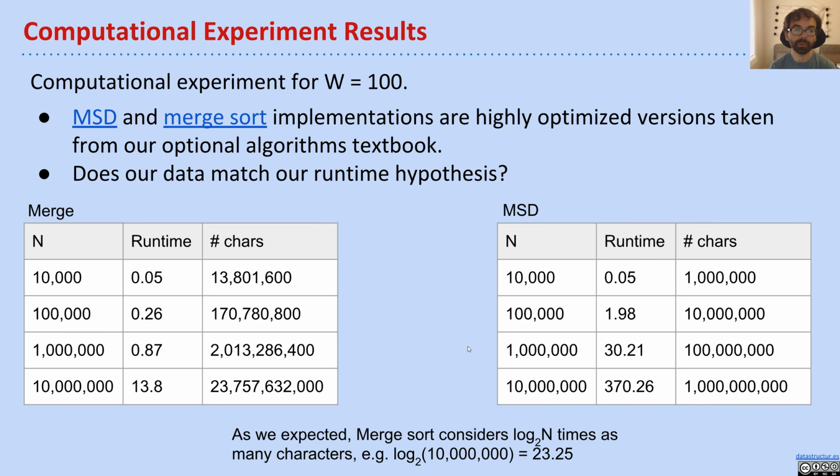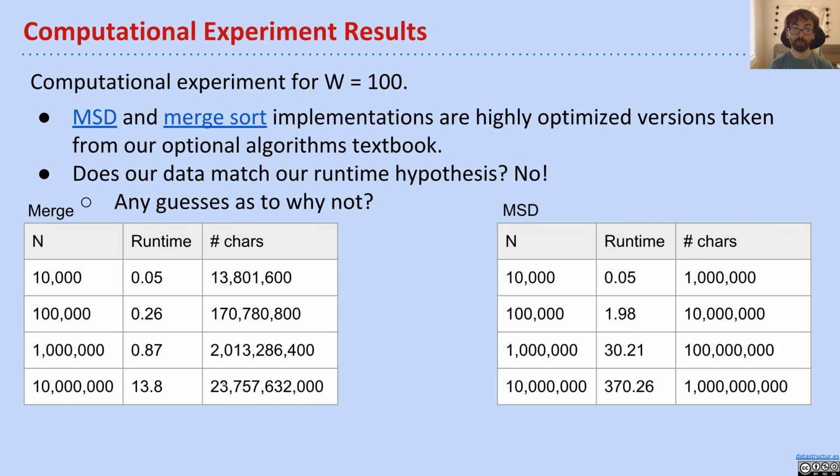Now, the question I have for you is, does this data match our runtime hypothesis? No, right? We said merge sort was going to be slower, but actually, if we look here, it's considerably faster. So why not? That's a question you can ponder, and then in the next video, I'll give you an interesting answer. So try and think, why might this be? Why was my analysis wrong? What are some possible reasons?